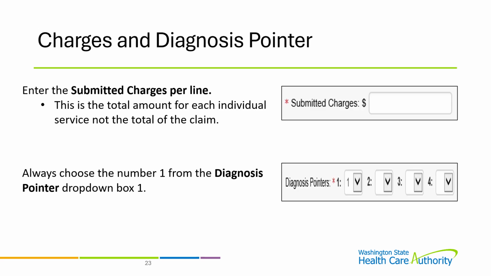When entering your submitted charges, make sure you enter the amount for each procedure code, not the total for the whole claim. Each service line should show its own charges with the exact dollar amount, including the decimal point. Once all service lines are filled in, the system will automatically calculate the total. Next, under the Diagnosis Pointer section, select the number 1 from the drop-down menu. This tells the system to reference the diagnosis code we entered earlier.